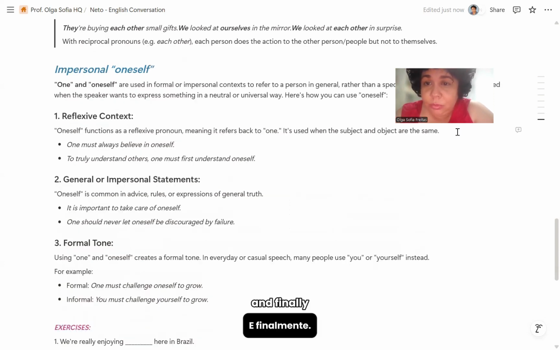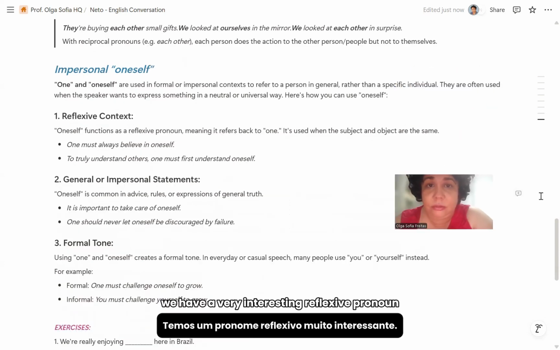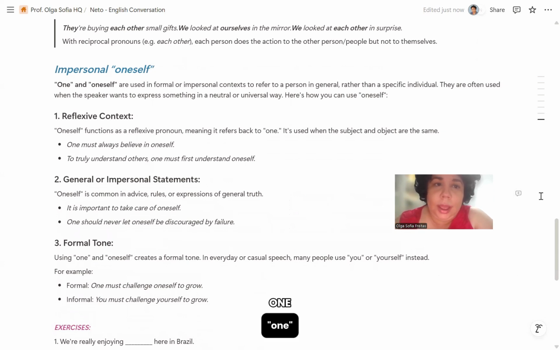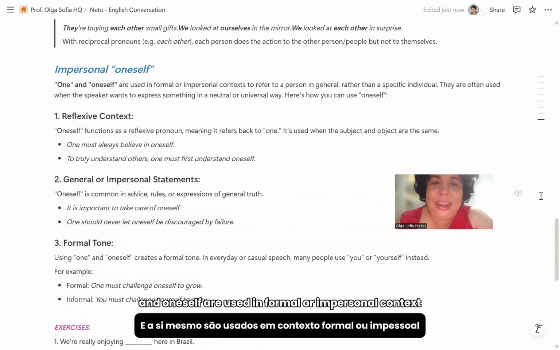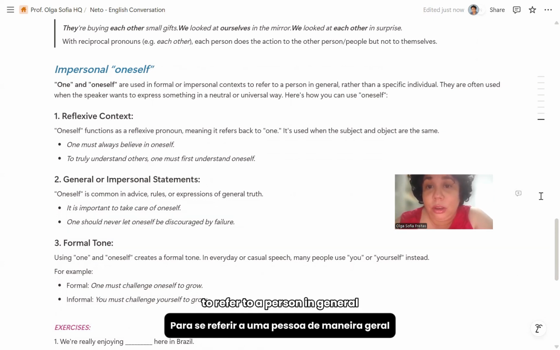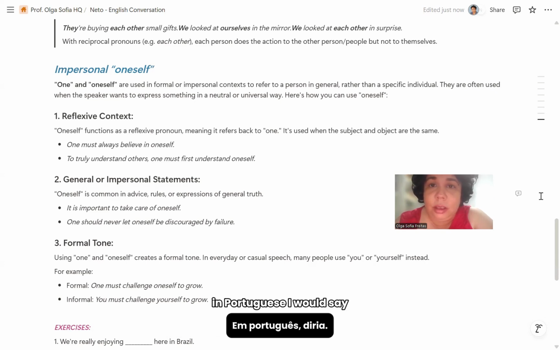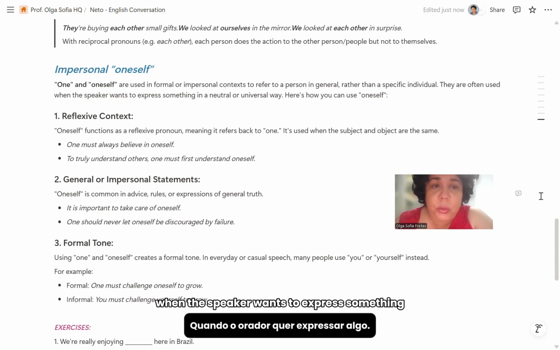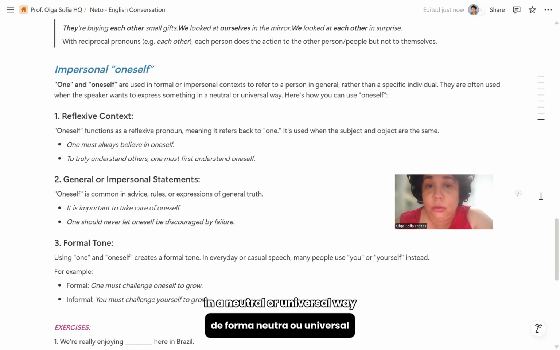And finally, we have a very interesting reflexive pronoun, the pronoun oneself. One and oneself are used in formal or impersonal contexts to refer to a person in general rather than a specific individual. In Portuguese, I would say a pessoa. They're often used when the speaker wants to express something in a neutral or universal way. Here's how you can use oneself. One must always believe in oneself.